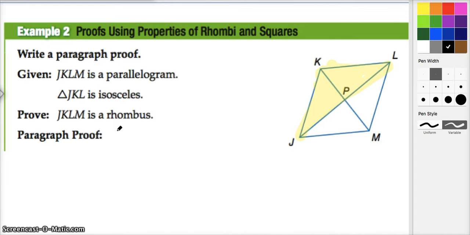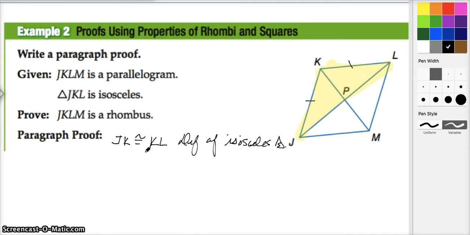The one thing you want to do is state your given information, and from this given information, we can say that JK is congruent to KL. These are the sides I'm talking about, because of the definition of isosceles triangles. So if JKL is isosceles, two sides have to be equivalent. JK is congruent to KL, definition of isosceles triangles.